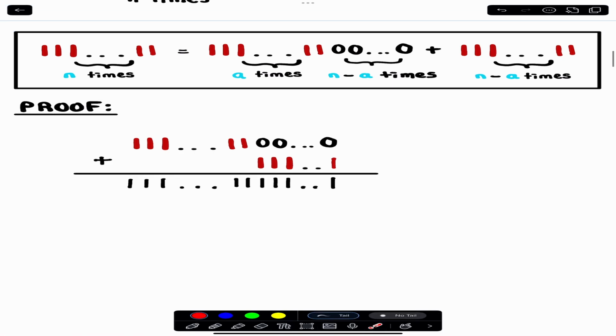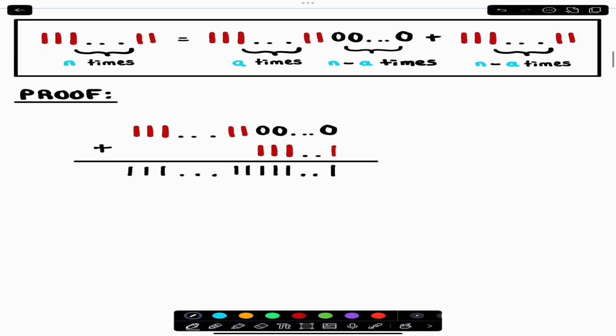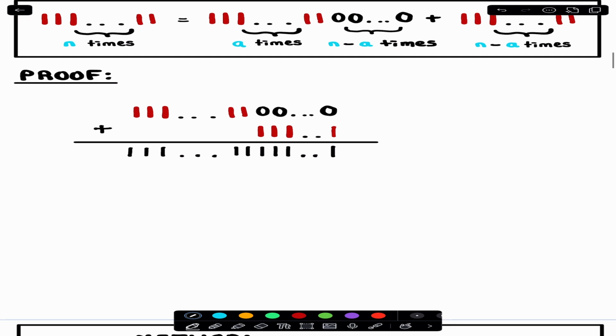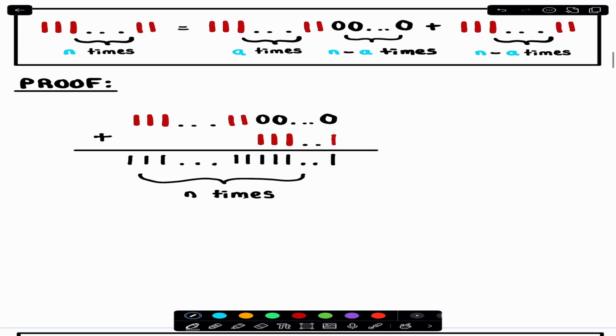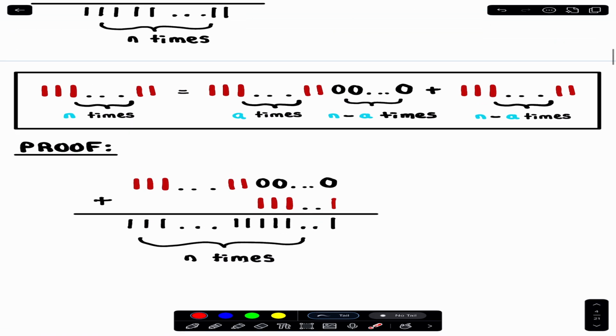How many ones? Well, there were a copies here, there were n minus a copies here, so overall there are a plus n minus a copies of 1, which is the same as saying there are n ones. But again, sometimes it is helpful to break this rep unit up into pieces, which we're going to see later on.